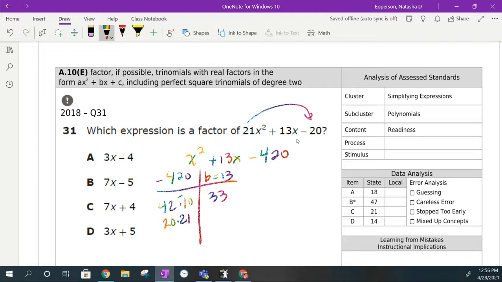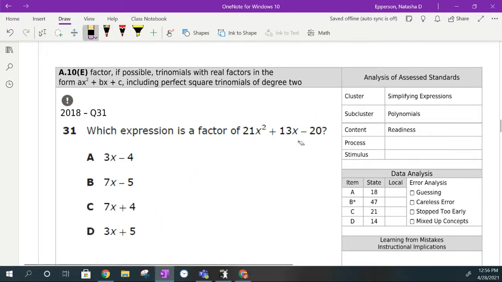Honestly, if I'm looking at this and I'm taking a test, I'm starting to get flustered. I'm trying to figure out which factors are going to add up to my B term. Guess what I'm going to do? I'm going to cancel this, and I'm going to use the quadratic formula. So I'm going to say A is equal to 21, my B is equal to 13, and my C is equal to negative 20.